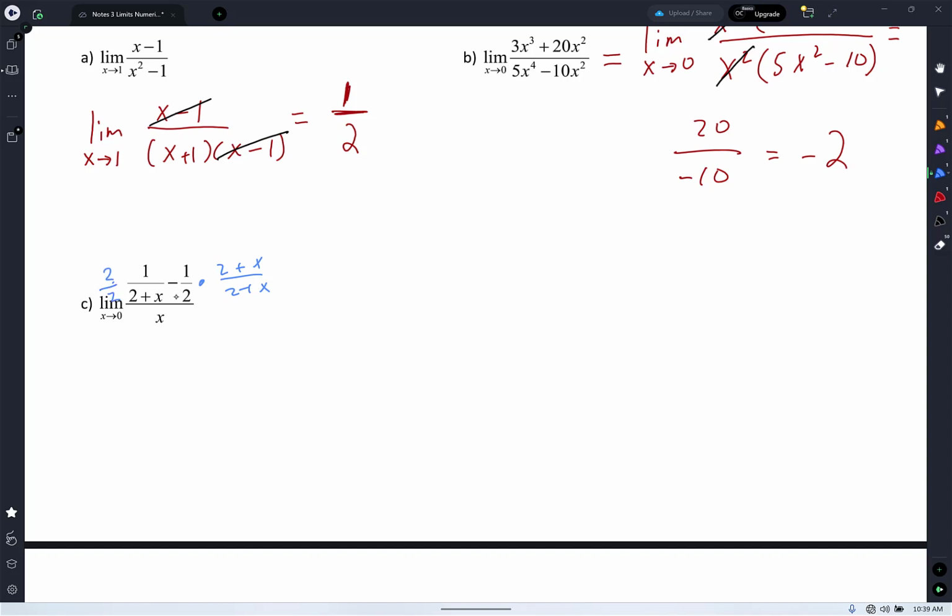Guys, I don't want you to become a robot. Why am I doing this? 2 plus x over 2 plus x is 1, so you haven't changed the value of anything. You're just changing the expression itself, but you haven't changed the value of anything. Cool or not cool? All right, here we go.